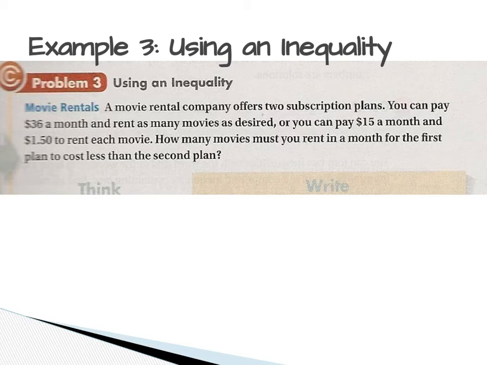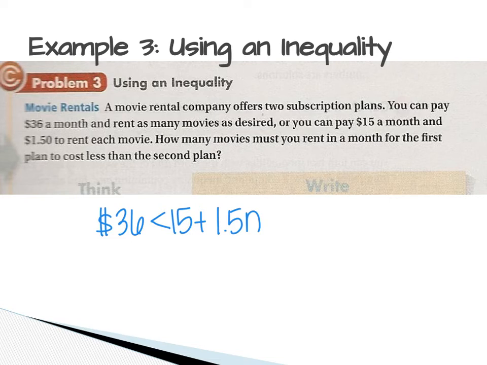Okay, I have $36 a month. It doesn't matter how many movies I rent on one plan. I want it to cost less than the other plan, which is $15 a month plus $1.50 times the number of movies I rent, so we'll call that N. So we wrote our inequality.